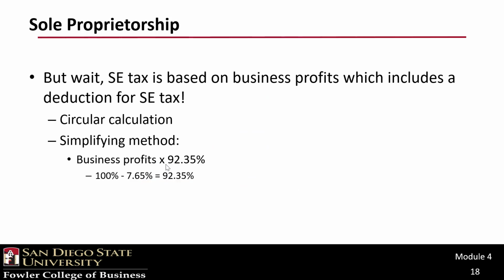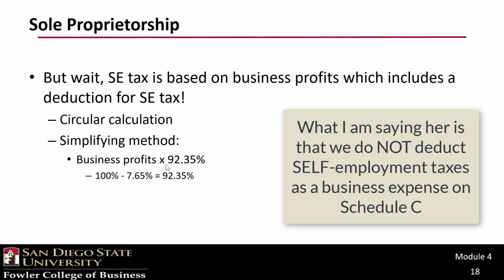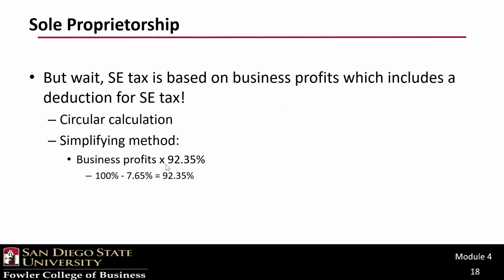By segregating the deduction of 1/2 of employment taxes from Schedule C, the deduction that the employer gets is not going to be accounted for by the self-employed. But there's a reason for that. If the amount of income that is subject to self-employment tax includes a deduction for self-employment tax, then the calculation becomes circular because they become interdependent on one another. As a result, a simplified method is used.